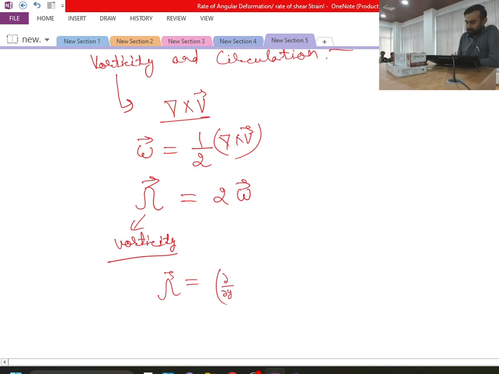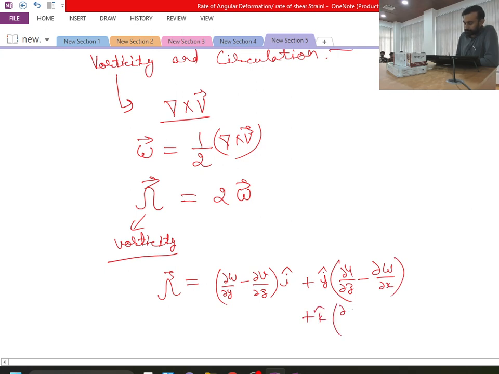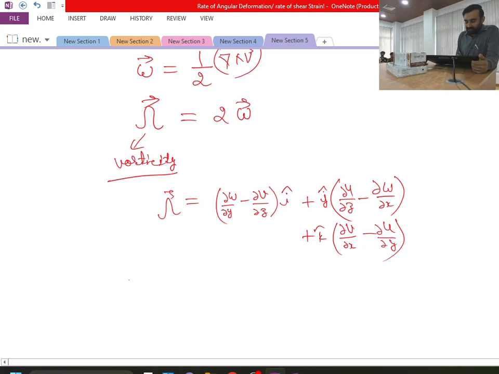del w by del y minus del v by del z of i cap. Have I written it correctly? Plus j times, what will be next? del u by del z minus del w by del x, plus k cap del v by del x minus del u by del y. So this is my vorticity vector. Now what are the implications of the vorticity vector? The flow field for which the vorticity vector is equal to 0 is called irrotational flow.